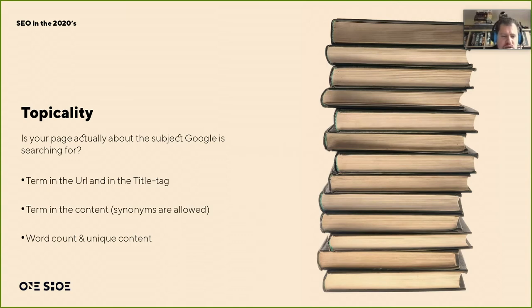You can use synonyms because Google is smart enough. Google will also look at your word count and if your content is unique. So if you copy-pasted from somewhere else, Google will check which content was the original. So if you're not the original poster, then you will not get high up in the ranking.